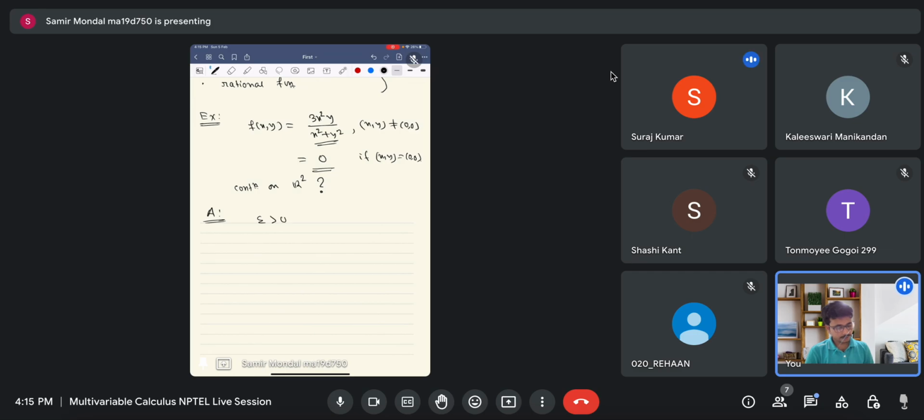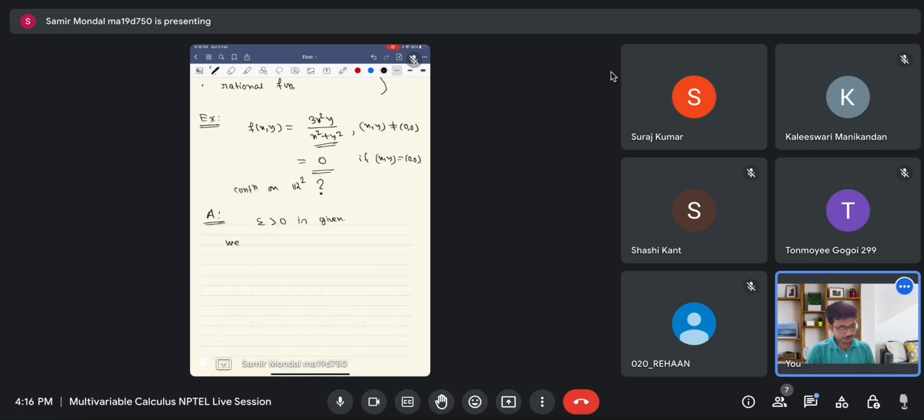Take epsilon greater than 0 to be given. We have to find delta. So could you please tell me what is the guess for delta? We already did a similar example previously. You have to choose delta.